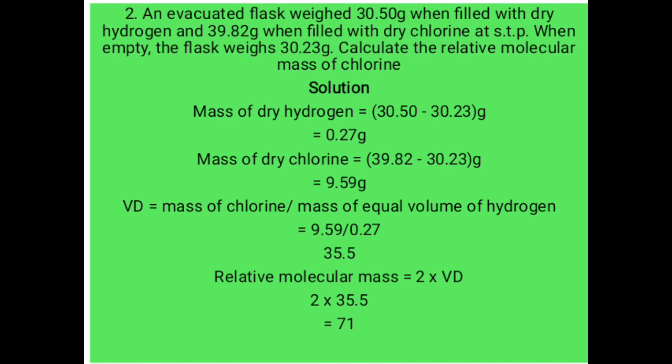Now, apply the formula to find the vapor density of chlorine, which is mass of chlorine over mass of equal volume of hydrogen. Mass of chlorine that we have gotten is 9.59. Mass of hydrogen is 0.27. You divide, you have 35.5. Now, the relative molecular mass of that substance is vapor density times 2. If you multiply vapor density by 2, you have the relative molecular mass, which is 71. Are you with me? That is all.